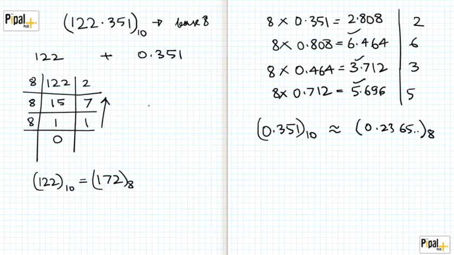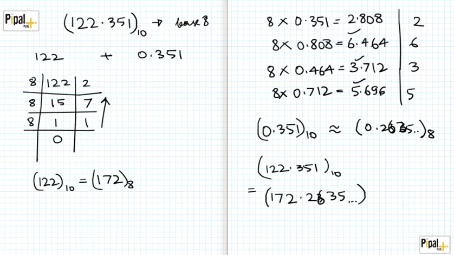So we add these two up, right? From here we know that 122 base 10 and 0.351 base 10 must be added to get this number. So the answer is 122.351 in decimal is equivalent to 172.2365. So 172.2365 in base 8, right? Hope this part is clear.